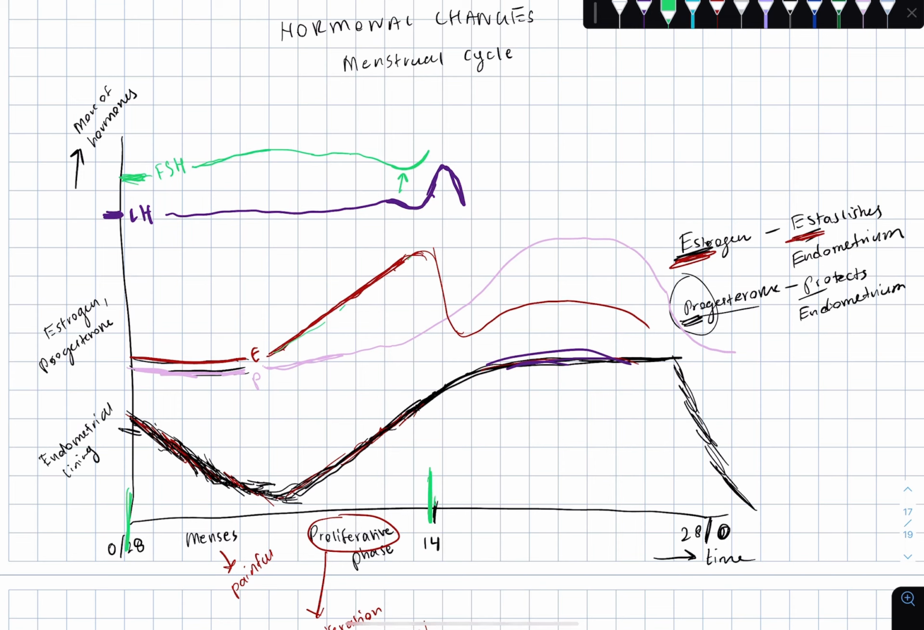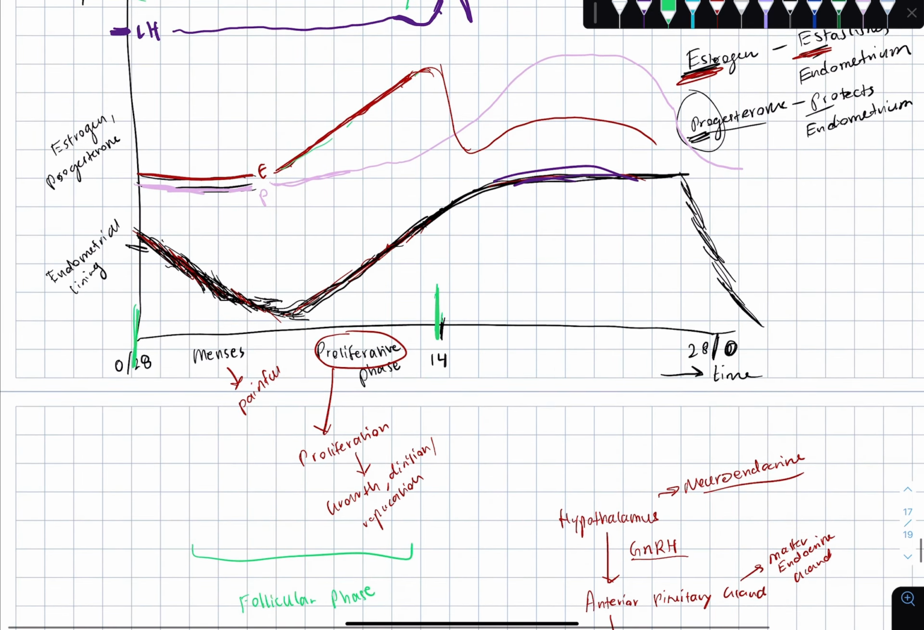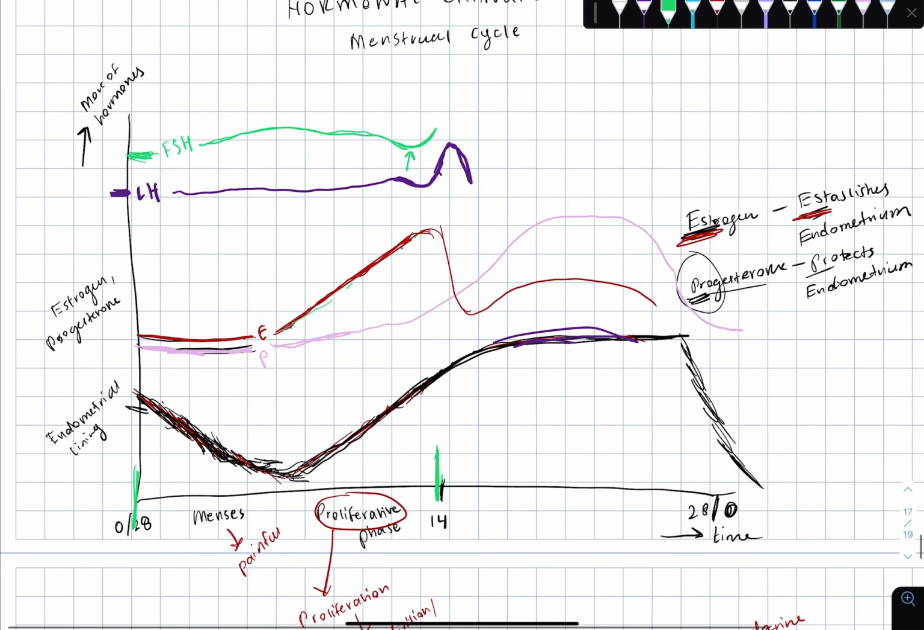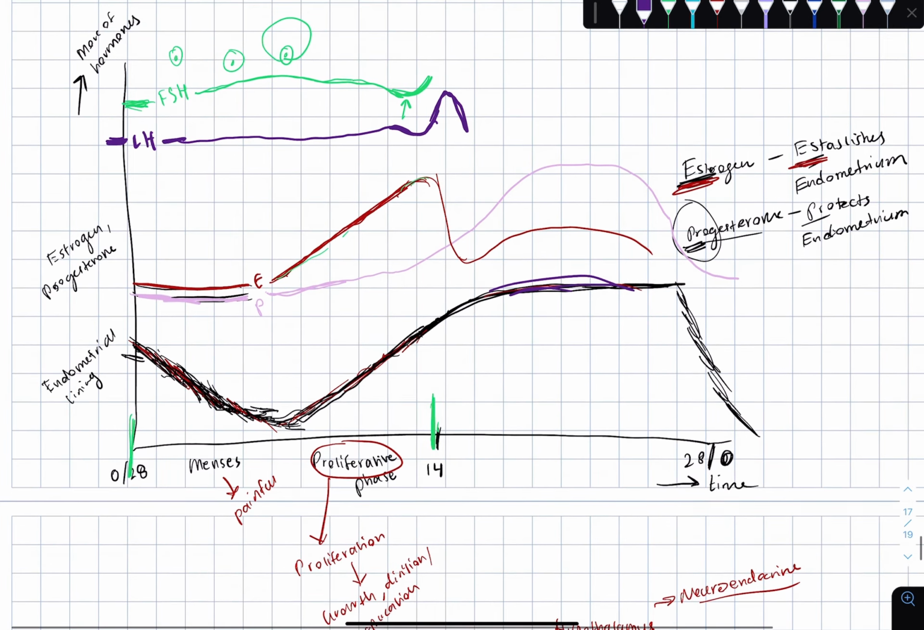FSH, follicle stimulating hormone, we are going to see higher than LH during the follicular phase, as we described over here. It's going to be higher because we're developing a growing follicle. So if that's our egg, we're growing a follicle around it. And then it's going to dip a little bit once estrogen is starting to increase, because estrogen inhibits FSH and LH.